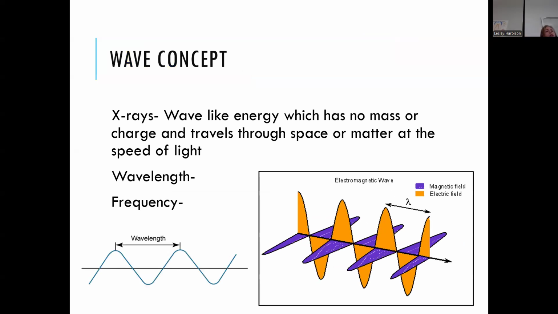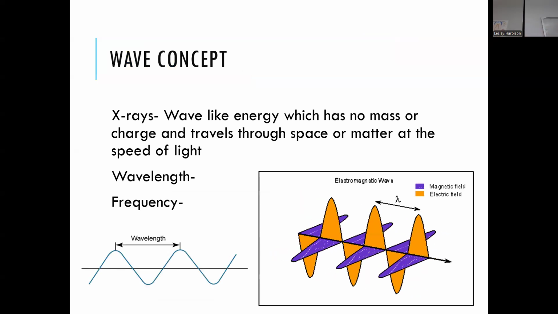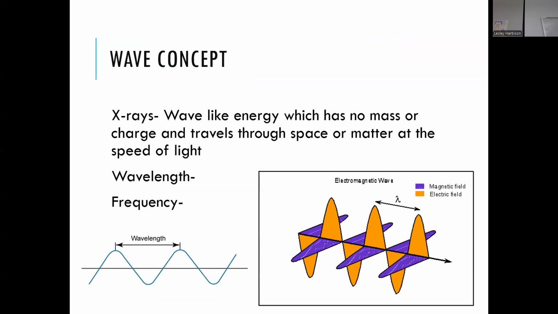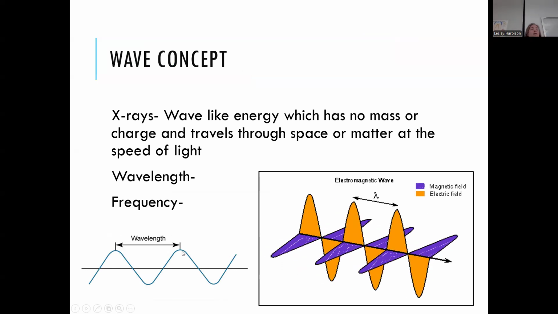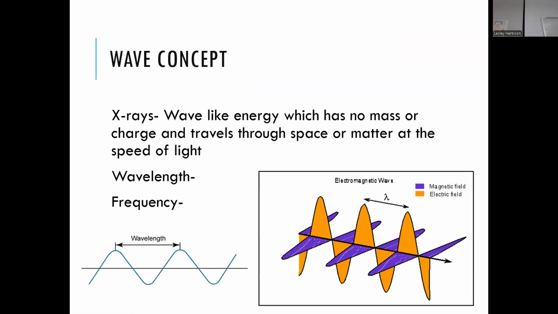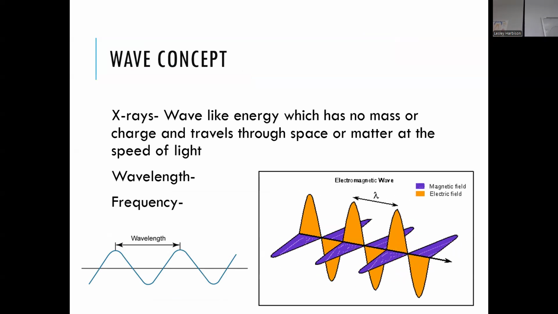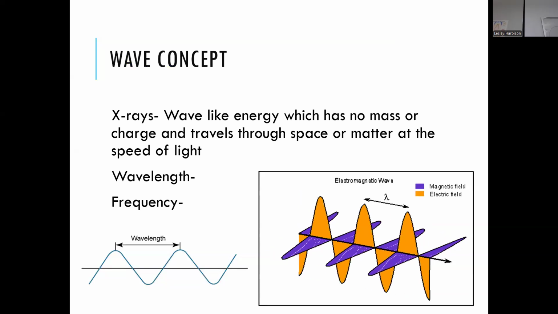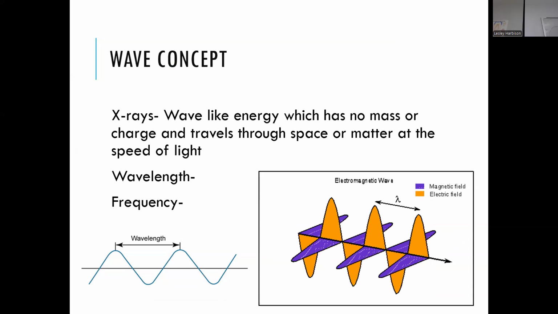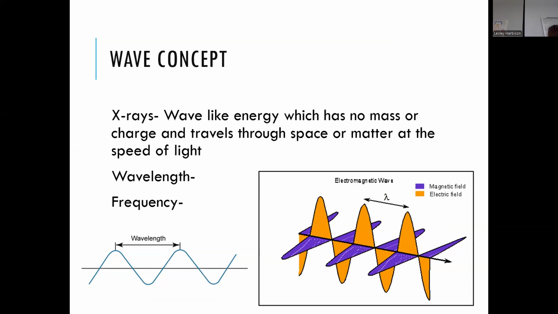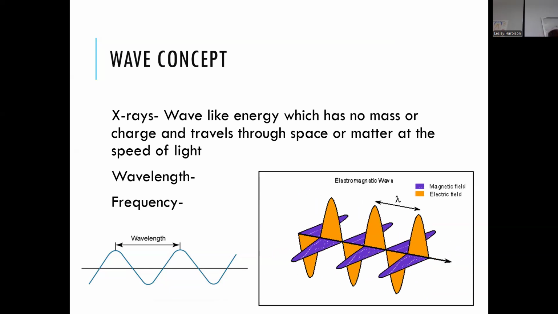Okay, so the wave concept. With a wave, we have a couple things to think about. We want to think about the wavelength, which is the distance from one peak to another. You could have a really long wavelength, or you could have a really short wavelength. It's just the distance from one peak to the other. So these are a lot closer.